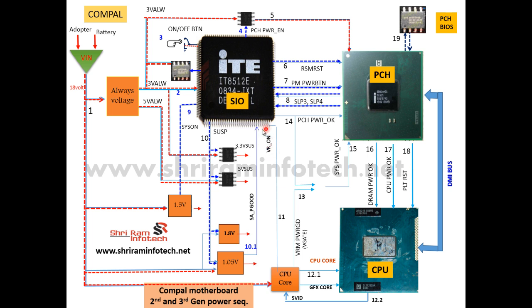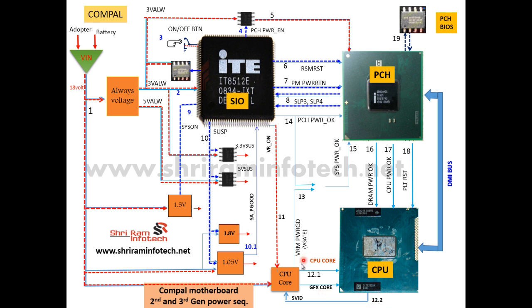The SIO turns on the VR on signal, sending this VR on signal at step 11, but it waits until it should get this SIO power good signal. Once it gets the SIO power good signal, 3 volt at this pin, the SIO will generate a VR on signal at number 11. It turns on the CPU core section, turns on the CPU VR on section, and the CPU core generates a graphics core.